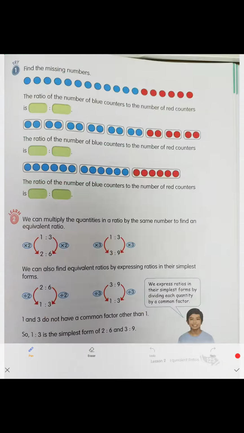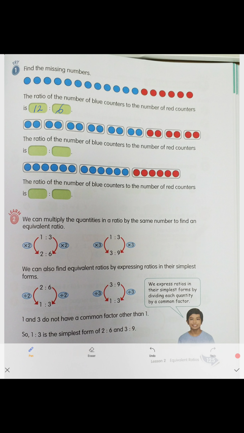On the next page, they're asking us to do the exercise now. Instead of fruits, we have different kinds of circles, blue and red. You calculate them and you find the ratio. First, just a simple number: how many blues relate to how many reds. If you calculate them, there are 12 blues and there are 6 reds. So this is your ratio. The number of blue to the number of red is 12 to 6.